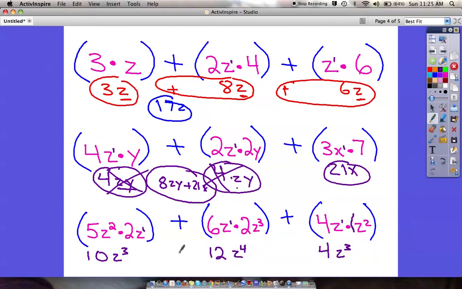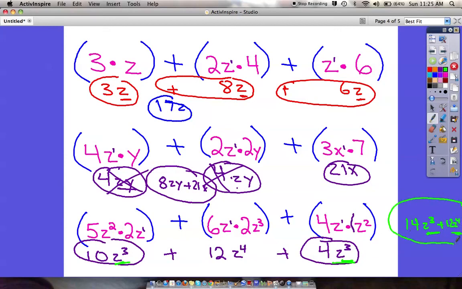So now when I look to combine these together, they're all positive. Looks like I have 10z to the third, 4z to the third. Those will go together for sure. Those will go together to make 14z to the third power because they both have the same label at the bottom. Now, my last one's kind of the oddball because I can't put it with anything. So it's going to be 14z to the third power plus 12z to the fourth. Those don't combine together because that ends in z to the third. That ends in z to the fourth.